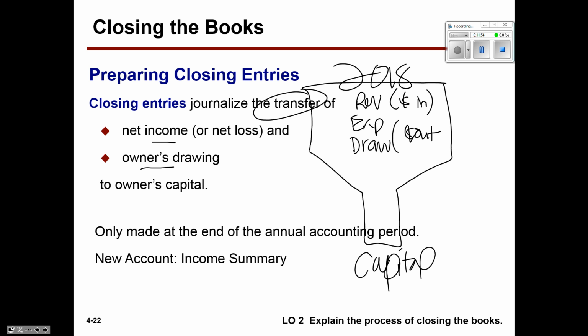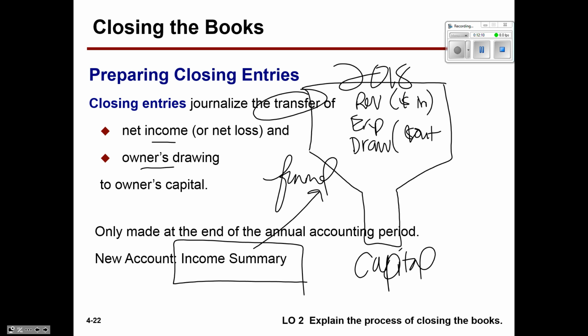We are going to use an account called income summary that I want you to treat like the funnel. Income summary is the funnel. It's used for one day to shuffle, to siphon all that money in and money out to the capital account. So think of income summary as a one-day account masked as a funnel.